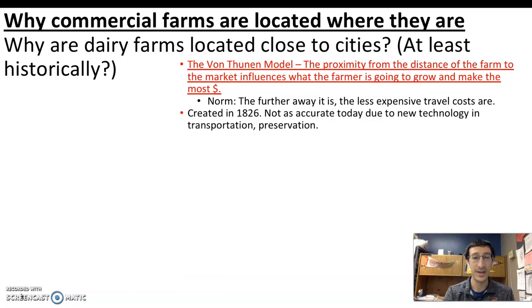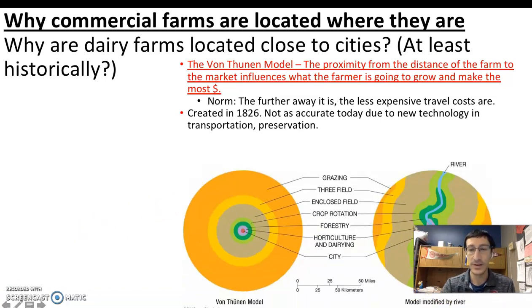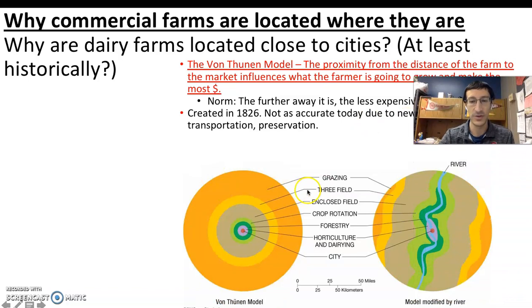Okay, so the idea is that it was created about 200 odd years ago, because it was related to transportation and preserving food so it didn't spoil. But it still has, like I said, some actual characteristics that are still relevant to us today. So here is the actual von Thunen model. You can get two versions, modified with a river, and then just not.